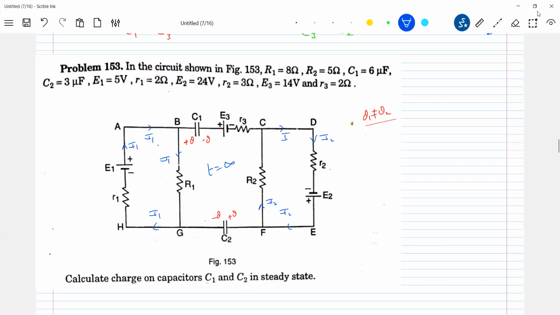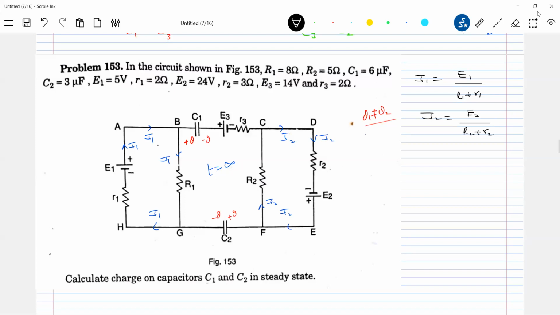So can we calculate I2? It's quite very easy, no? I1 is equal to how much? There's a value of I1 and I2. So once you know I1, I2, can you calculate the drop BC? If you know the drop BC, you can calculate the charge Q1. No current flows through it. Similarly, we need potential difference VGF. Anyway, the charge will be same, no? So calculate now that particular drop here.